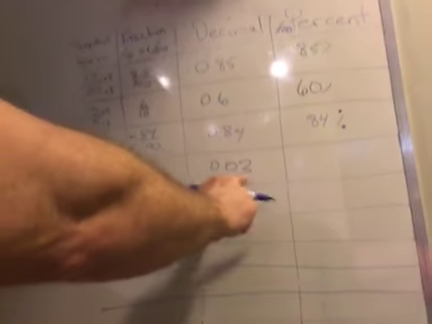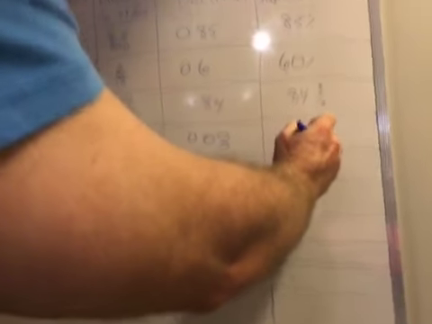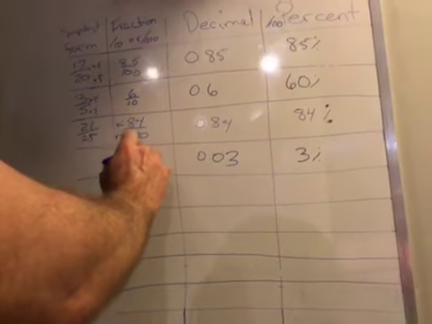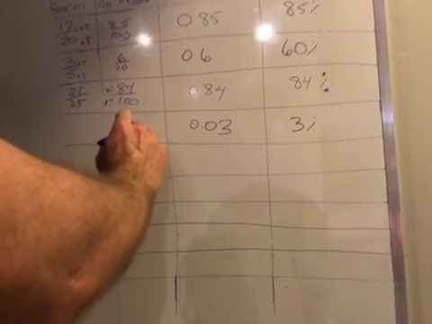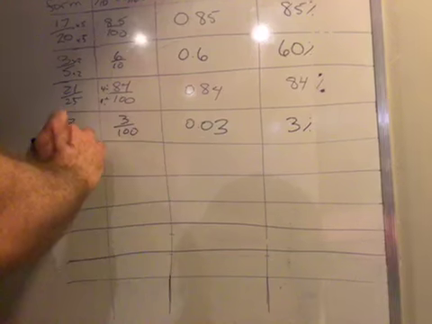This one here is 3 hundredths. So that would be 3%, which is 3 out of 100. Watch your decimal place, which gives me 3 out of 100. That's simplest form.